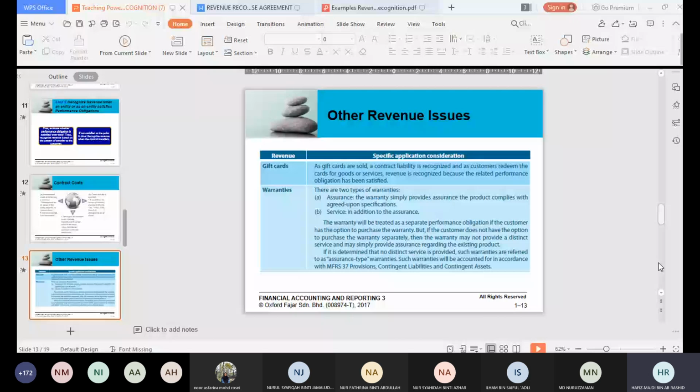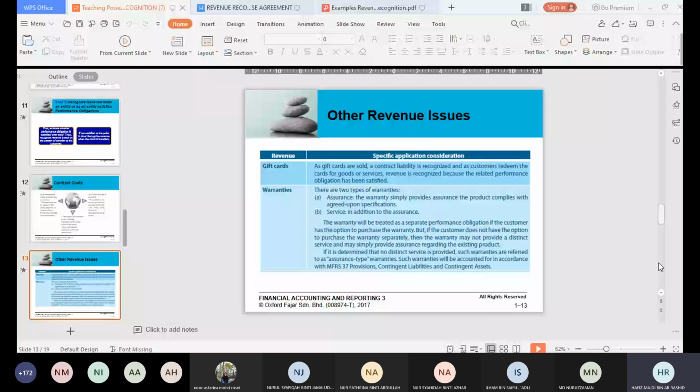However, I think now it's common. Whenever you buy, then the salesperson will ask you, do you want to purchase additional warranty? Do you want to purchase additional warranty, like additional 2 years? Okay, service warranty, for example. This is what we call purchasing additional services. This is what you need to differentiate. If it is an assurance type of warranty, then you need to follow the appropriate standard, which is MFRS 37.